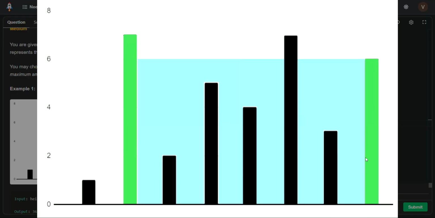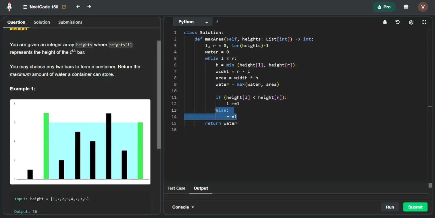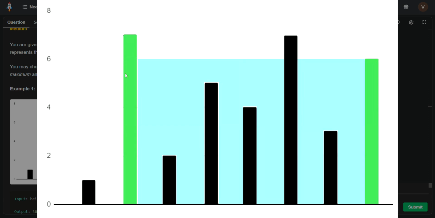Let's say the height of right was right here, which is obviously smaller than our left. We increment our right variable. And this else block handles the situation where the height matches, like in this case. When the height matches, it doesn't really matter which pointer we're incrementing or decrementing.